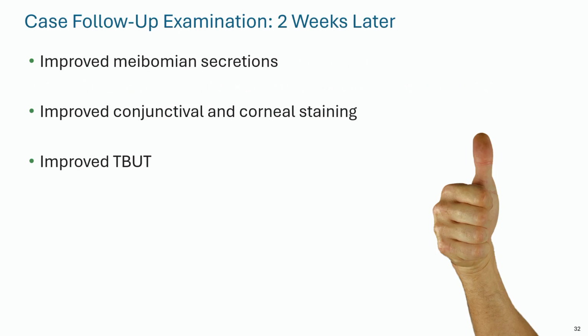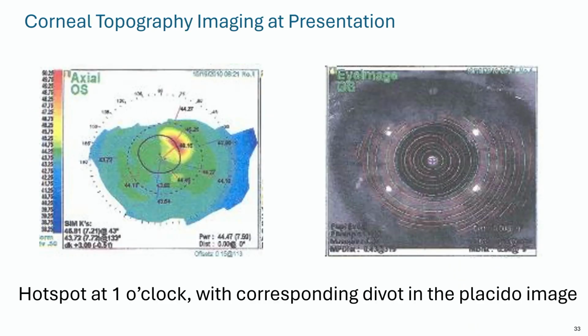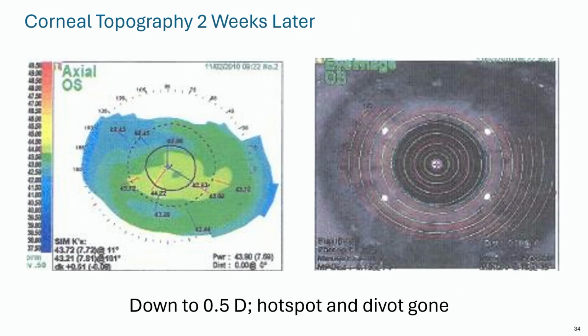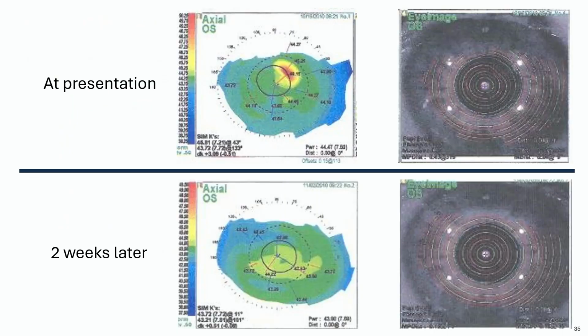Okay, let's go back to that case that I showed you before. After treatment for 2 weeks, again, warm compresses, preservative-free tears, and azithromycin drops, I found improved meibomian secretions, improved conjunctival and corneal staining, and improved tear breakup time. So just as a reminder, here's the original topography with 3 diopters of oblique astigmatism. Here's his post-op. He's now down to a half a diopter. The placido rings are perfectly spherical. And head-to-head, you can see this.